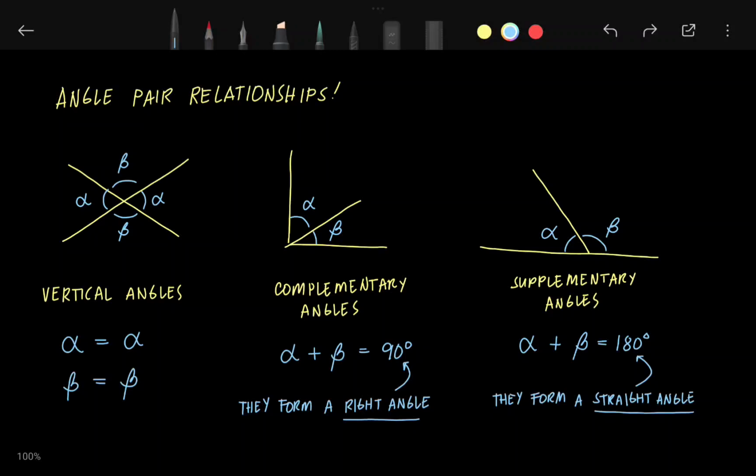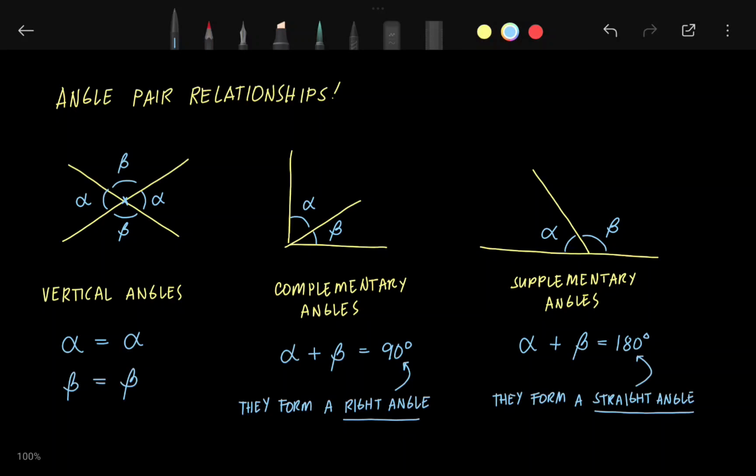Angle pair relationships. The three angle pair relationships that I would like to talk about in this video are vertical angles, complementary angles, and supplementary angles. Now, vertical angles are formed if there are two lines and they intersect. Whenever they are intersecting, it forms four angles, right? Now, the vertical angles would be the angles that are across each other.